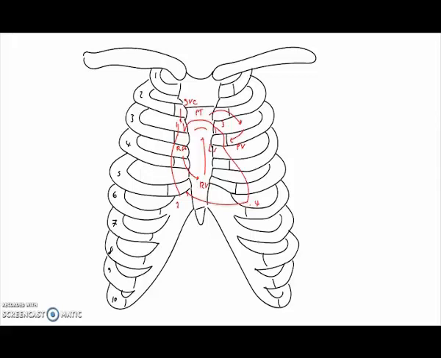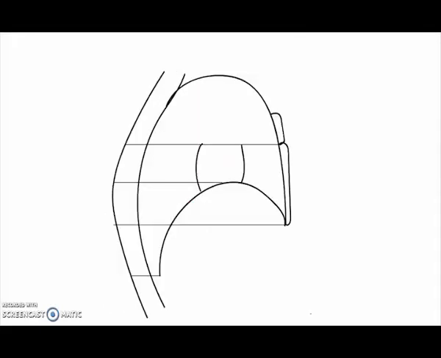The oxygenated blood flows back into the heart by the pulmonary vein into the left atrium. From here, the blood travels into the left ventricle through the bicuspid valve. From the left ventricle, blood leaves the heart and enters the aorta via the aortic valve.